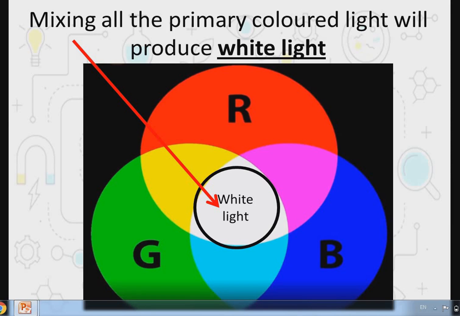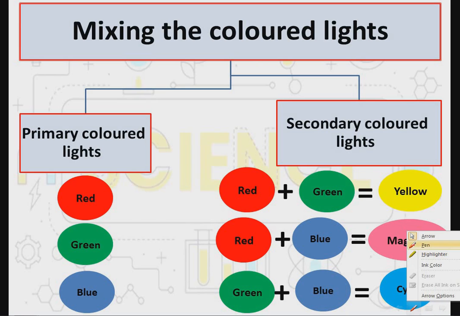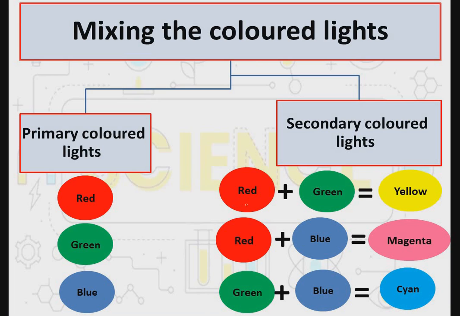What about the secondary colored light? Secondary colored lights are produced by mixing 2 of the primary colored lights, as mixing red and green will produce yellow color. Mixing red and blue produces magenta. Mixing green and blue produces cyan color.